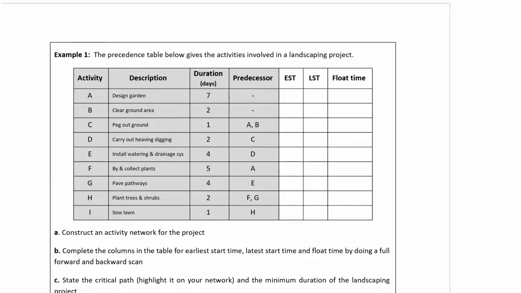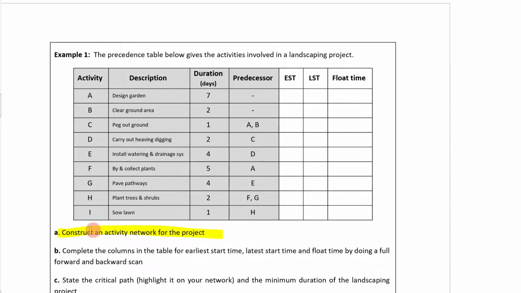All right, we're now going to go through example 1 here. It says the precedence table below gives the activities involved in a landscaping project. So we've got all these different activities, we've got the duration of each activity, we've got the predecessors. The first thing it wants us to do is construct an activity network for the project.